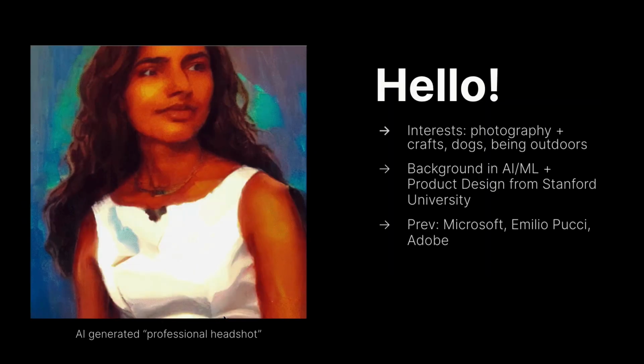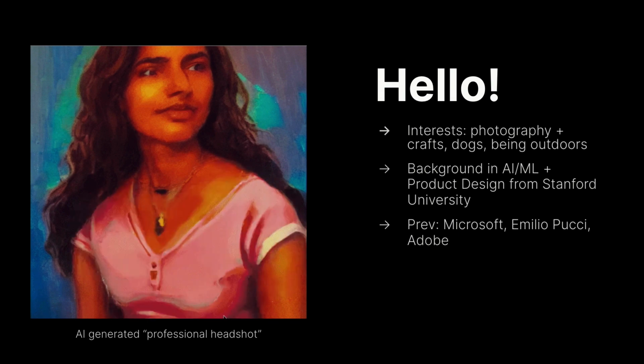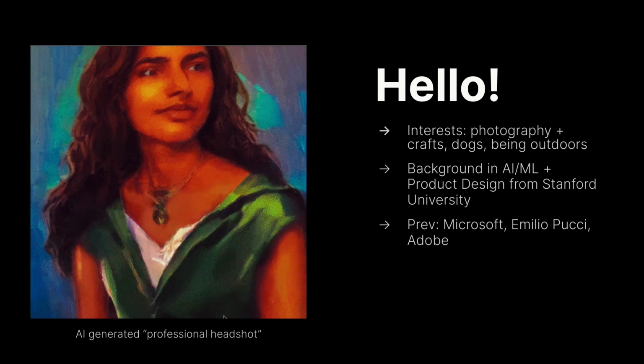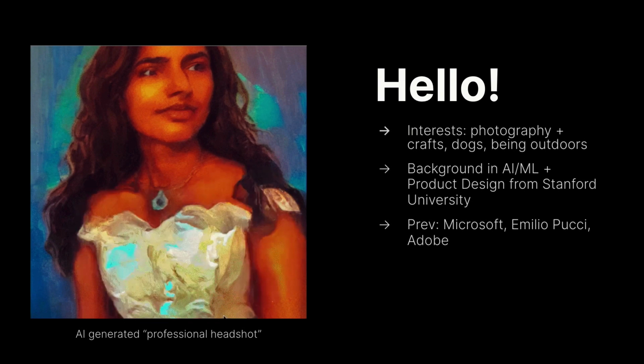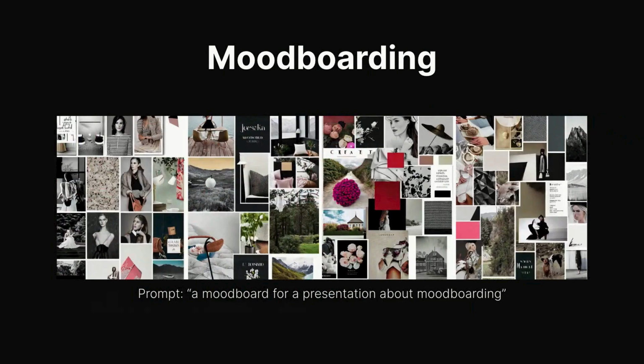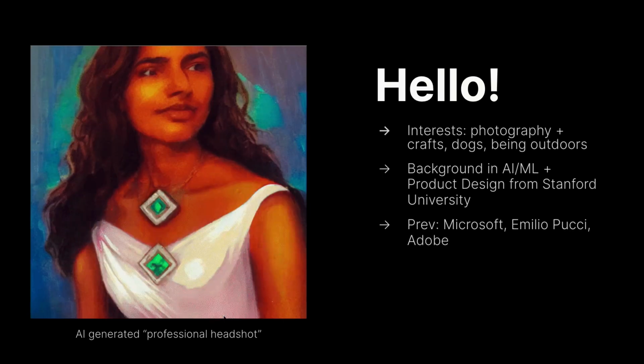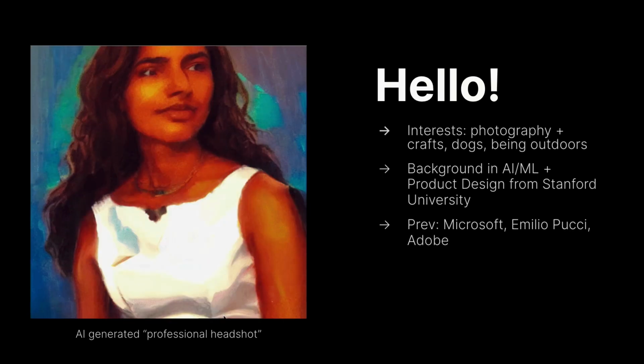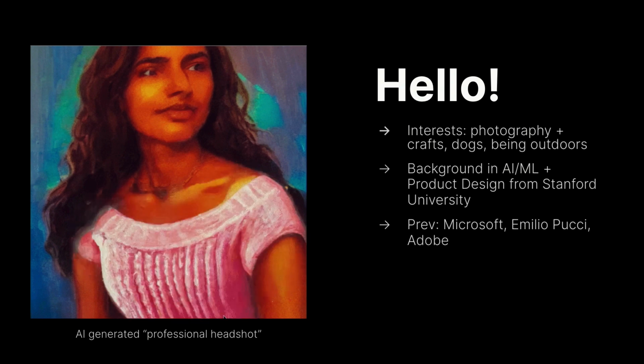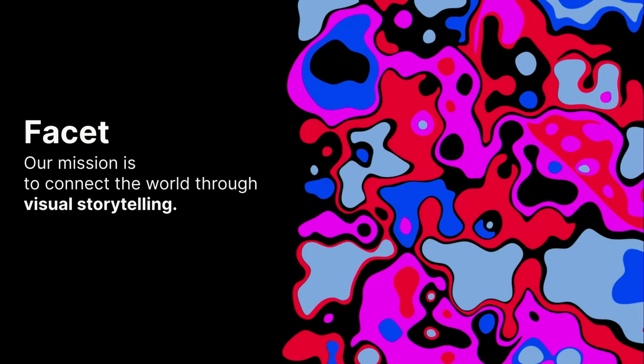A little bit about me. My name is Vedi, and growing up, I've always had an interest in photography and crafts and creating things, and that led me to study AI ML and product design at Stanford, where I've always been very interested in the intersection of those two. And so that led me to places like Microsoft, where I explored more of the technological side, Emilio Pucci in Florence, where I explored a little bit more of the creative side, and then Adobe, where I was like, hey, this has got to be the mix of the two, right? And now I am at Facet.